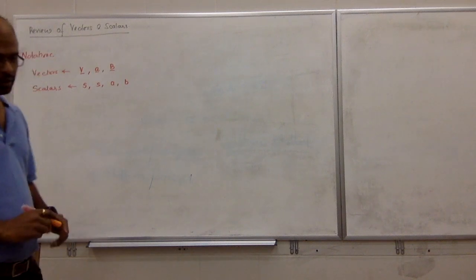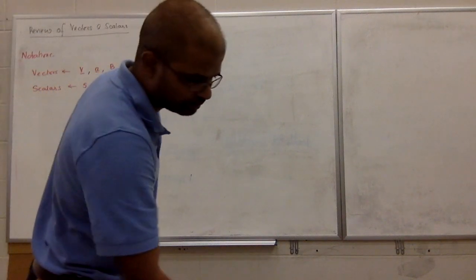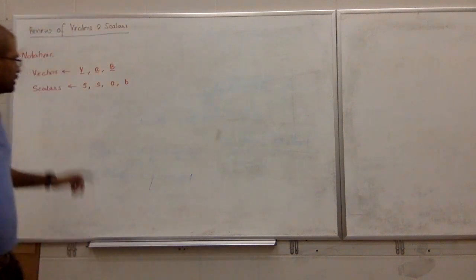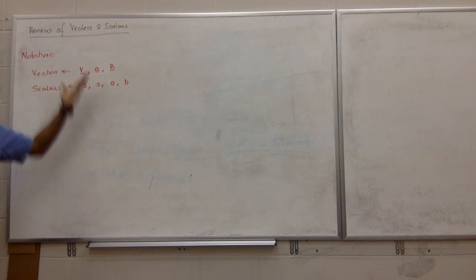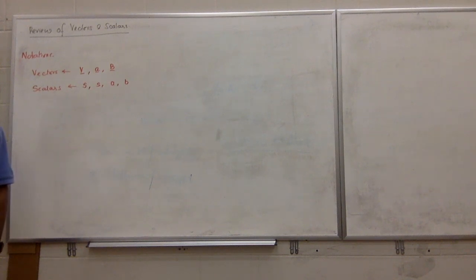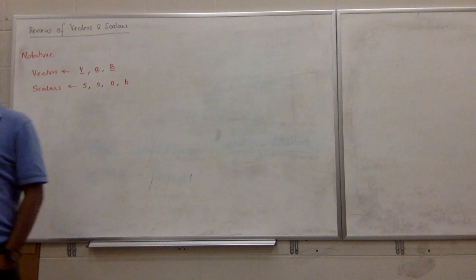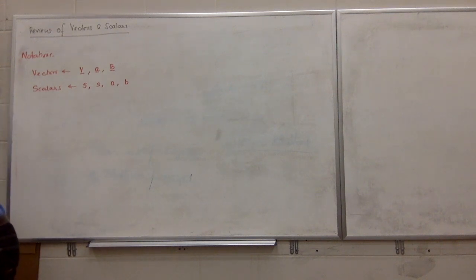This is capitalized. This is lowercase. Okay. So you can use lowercase and uppercase letters for vectors and scalars. The difference is the underline.